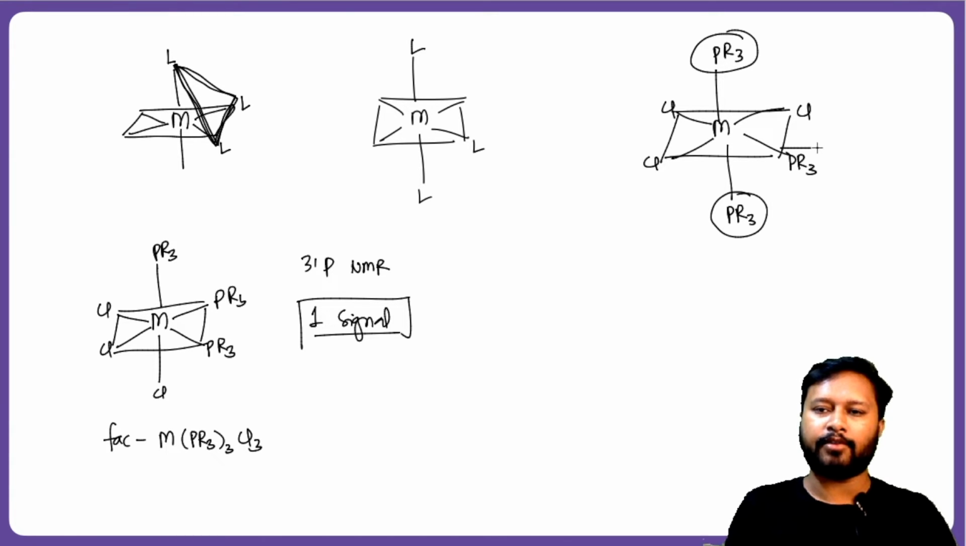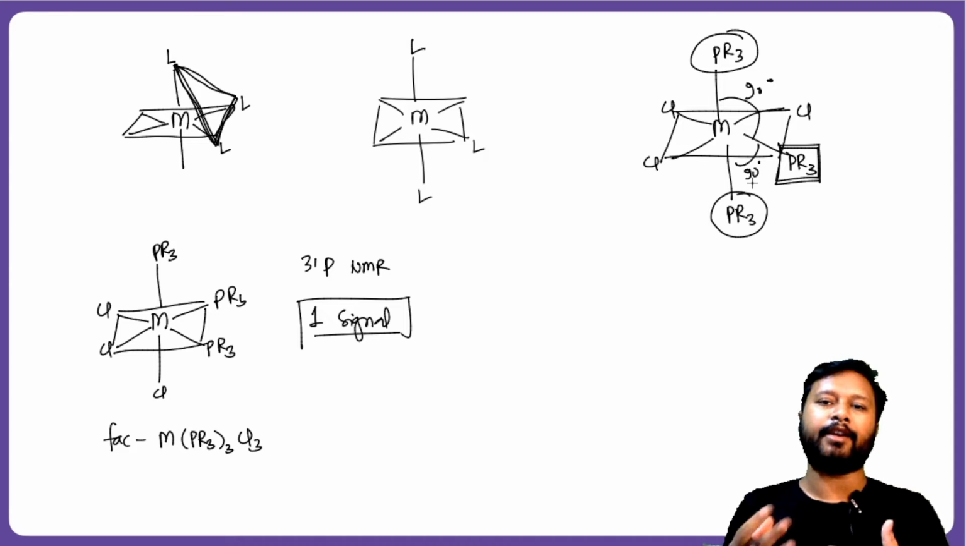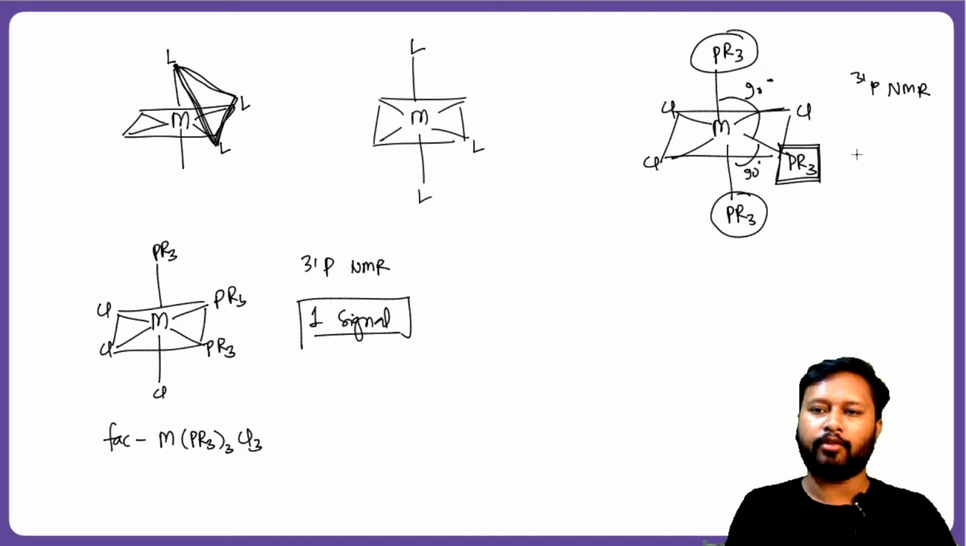But this phosphorus is different from them. How is it different? Because this phosphorus is cis, or at 90 degree, to these two PR3, right? It is at 90 degree to this also, and at 90 degree to this also. So it is at 90 degree to both these two phosphorus which are on the axial position. So how many types of phosphorus now do we have? We have two types of phosphorus. So how many signals are you going to get in 31P NMR? You are going to get two signals in this case.